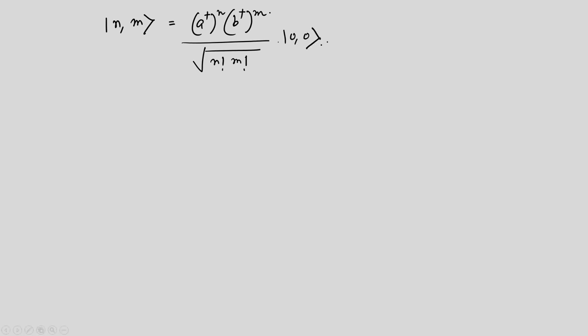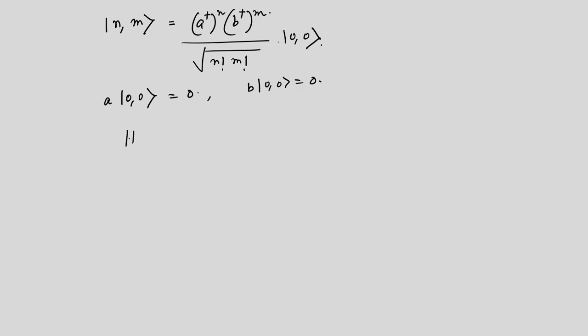Okay, so let's write these things as a ket comprising these numbers. So the ket n, m is equal to (a dagger)^n (b dagger)^m divided by the square root of n factorial m factorial. This acting on the vacuum 0, 0 will give us a Landau level starting from the vacuum. And of course we know that a acting on 0, 0 is nothing but 0, and as well b acting on 0, 0 gives nothing but 0. Basically, you cannot lower these n and m indices any further.